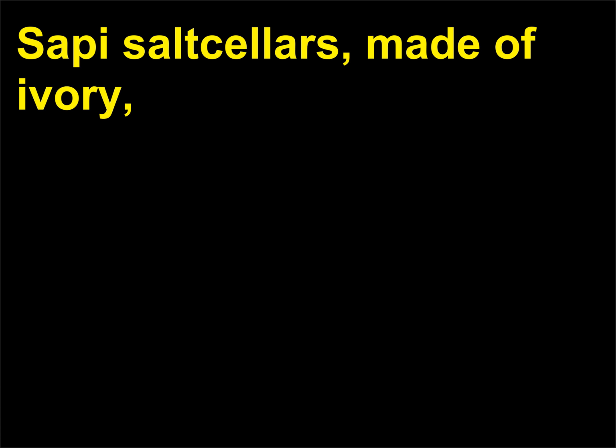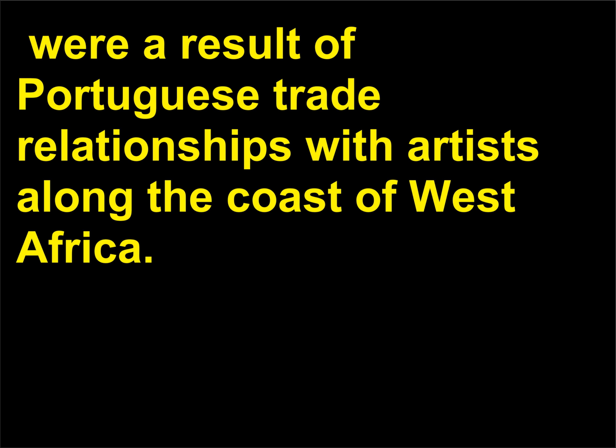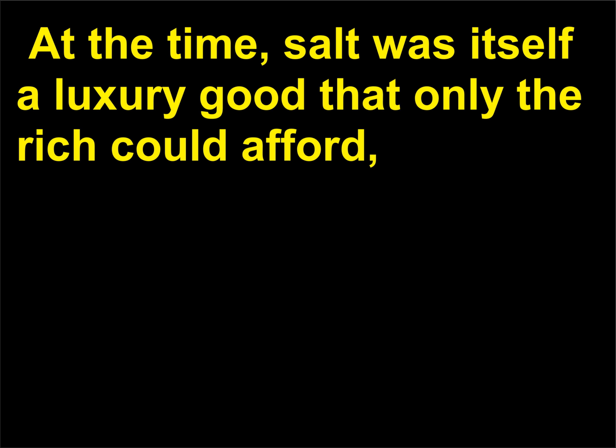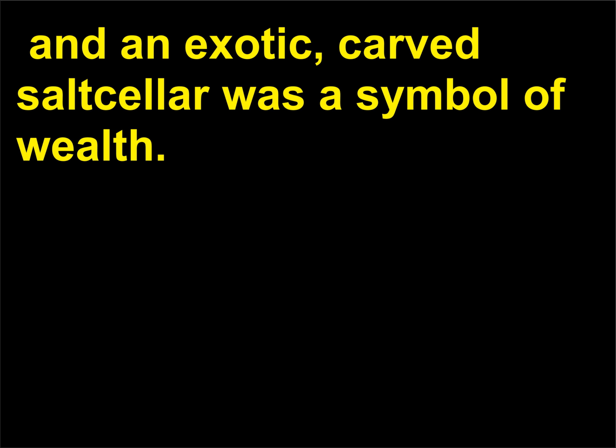Sapi salt cellars, made of ivory, were a result of Portuguese trade relationships with artists along the coast of West Africa. The Portuguese commissioned luxury goods such as spoons, forks, decorative boxes, and salt cellars. At the time, salt was itself a luxury good that only the rich could afford, and an exotic, carved salt cellar was a symbol of wealth.